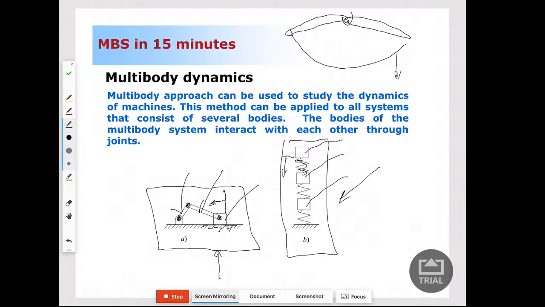I could, however, solve this by using multibody system dynamics, but there may be other formulations that are more efficient to solve this kind of problem, such as the finite element method.